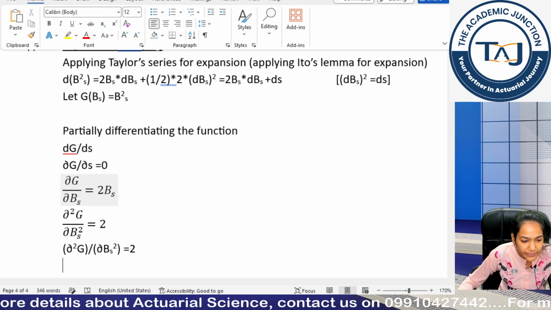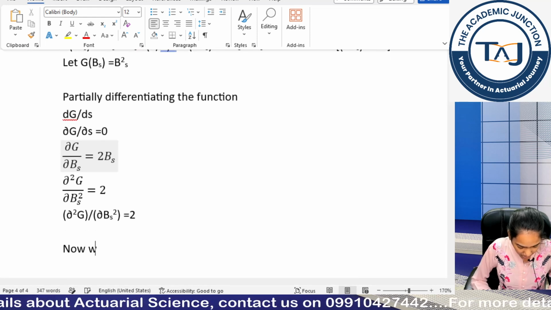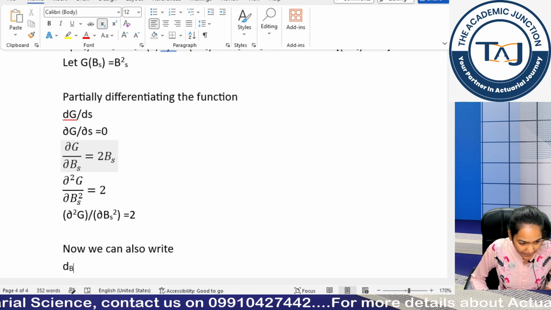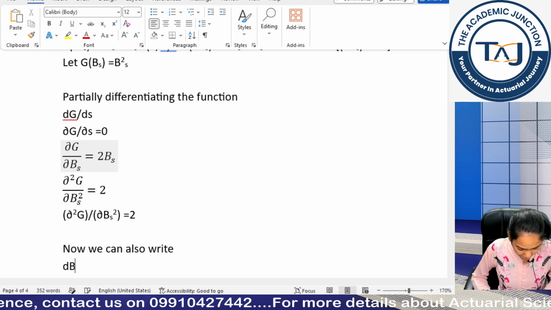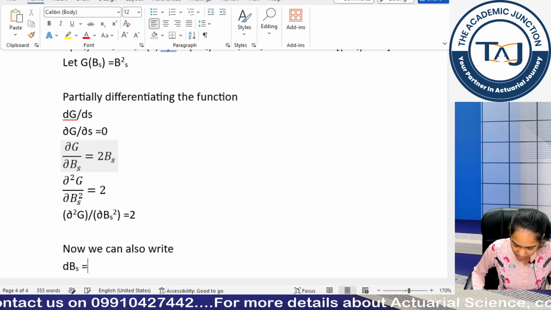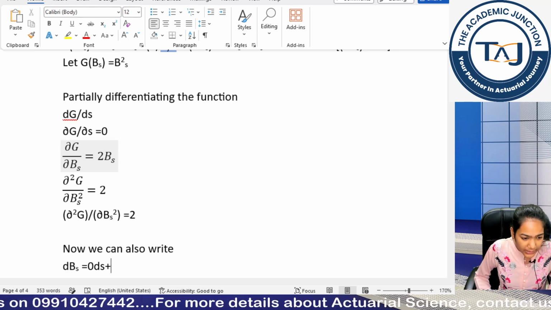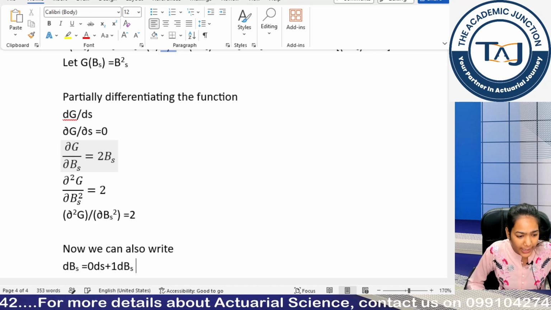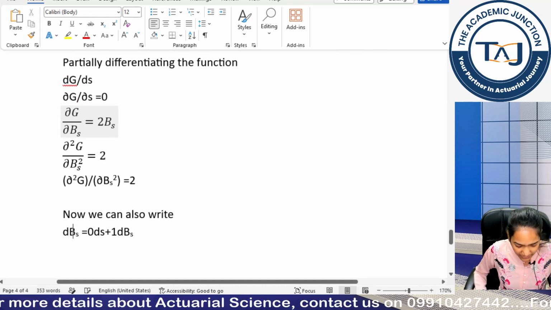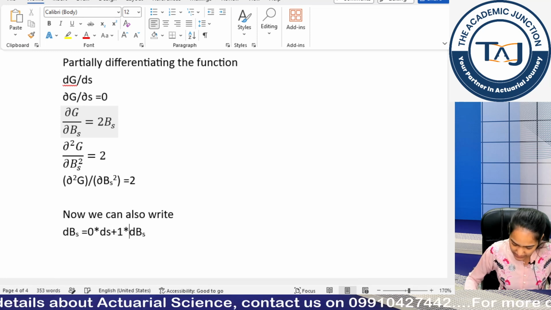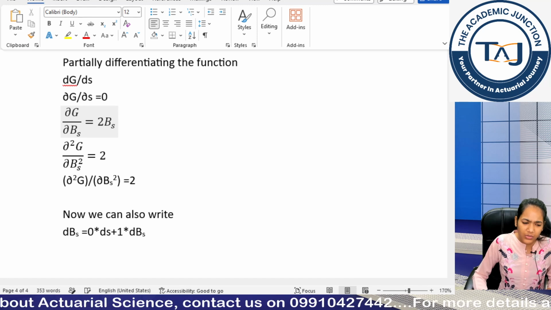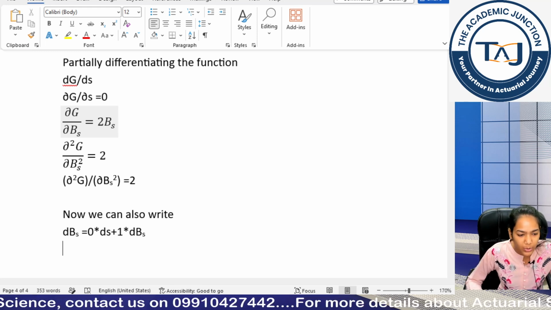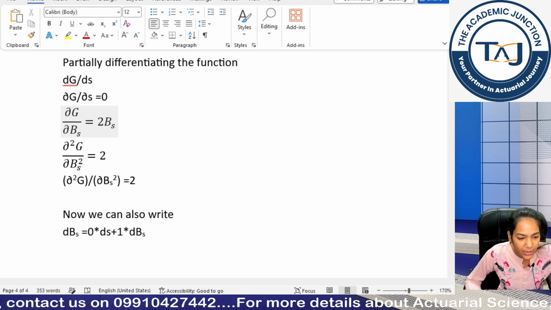Is this clear? So now we can also write dB control shift minus S is equal to 0 dS plus 1 dB control shift minus S. Okay, we can write this. So again I will recommend use this star sign if you are writing this, otherwise you can also use the equation writer for this, but I feel like this is very easy to write in a normal approach, so why use the equation writer, why use the heavy functionality of MS Word.